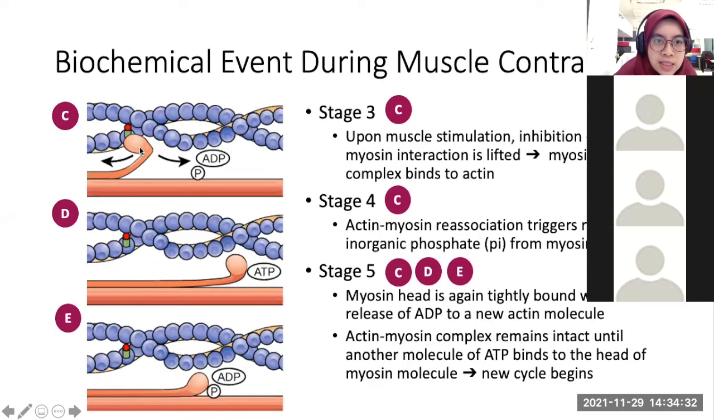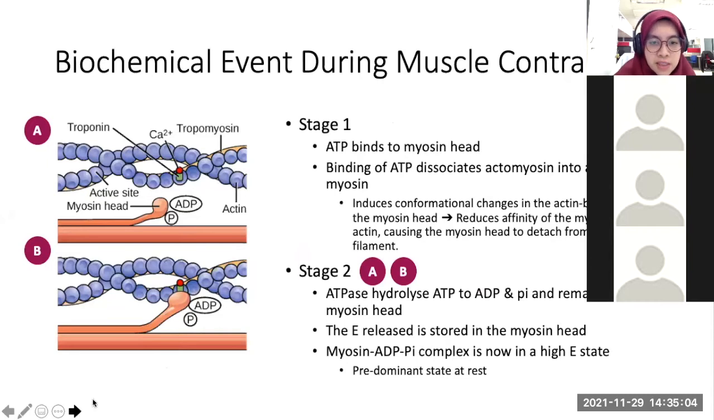When the myosin head is attached to the actin filament and there's movement of the myosin head, ADP and the phosphate group will be released from the myosin head. The myosin head gets tightly bound to a new actin molecule with the release of ADP. The actin-myosin complex will remain intact until another ATP molecule comes and binds to the myosin head. Then it starts the cycle back at stage 1 again. After stage 5, repeat with stage 1, until the movement of the actin filament is significant.